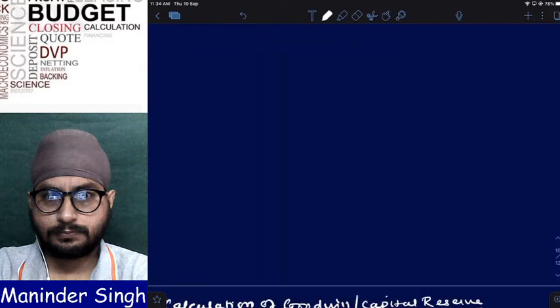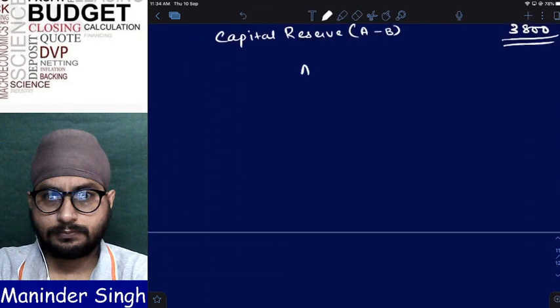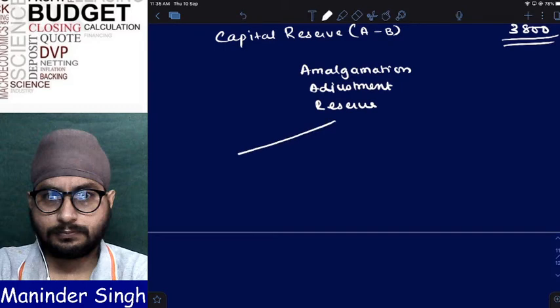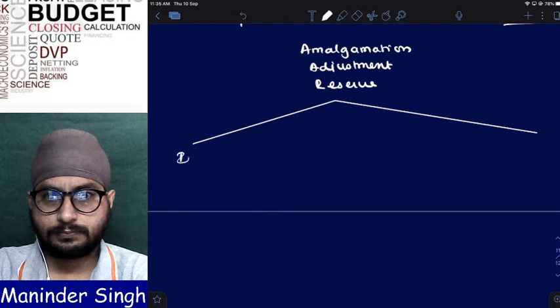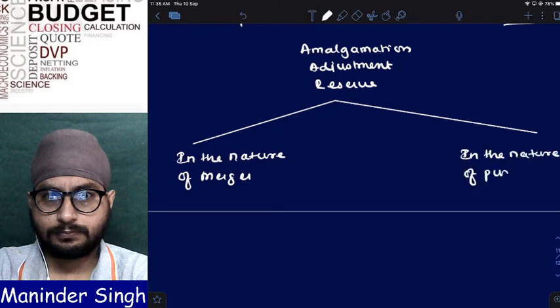Now, then we have amalgamation adjustment reserve. Listen very carefully. Now, how to calculate amalgamation adjustment reserve if it is in the nature of merger, and how to calculate it if it is in the nature of purchase. Nature of purchase. Clear?